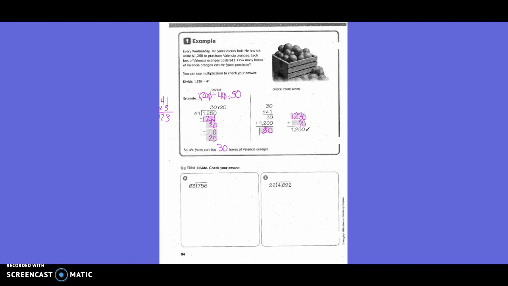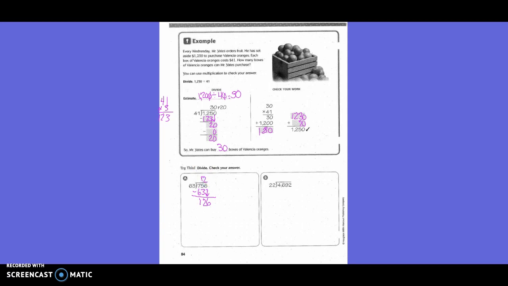All right. Okay, so try this. Check your answer and divide. So 756 divided by 63. How many times does 63 go into 75? Once. So 1 times 63 is? And then I subtract. 5 minus 3 is 2. 7 minus 6 is 1. Bring down my 6. Okay. How many times do you think 63 goes into 126? 2. Twice.